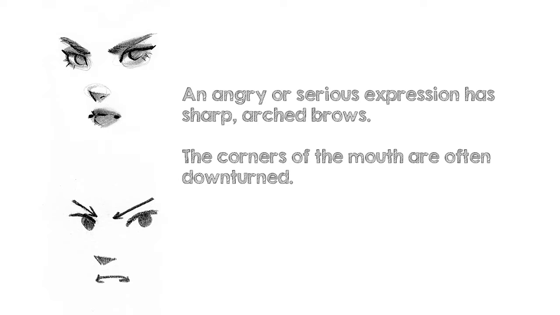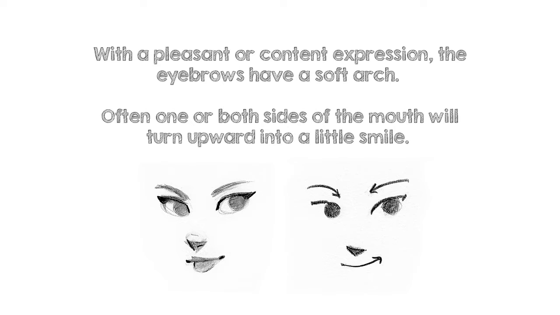You can see that even though here the brows and the mouths are represented as simple arrows, the expressions are still clear. An angry or serious expression has sharp, arched brows, and the corners of the mouth are downturned. With a pleasant or content expression, the eyebrows have a much softer arch. Often one or both sides of the mouth will turn up in a smile.